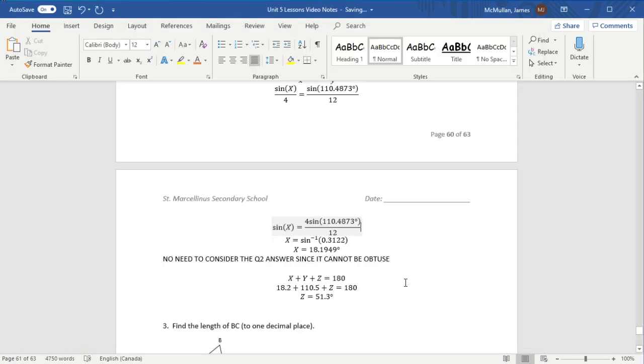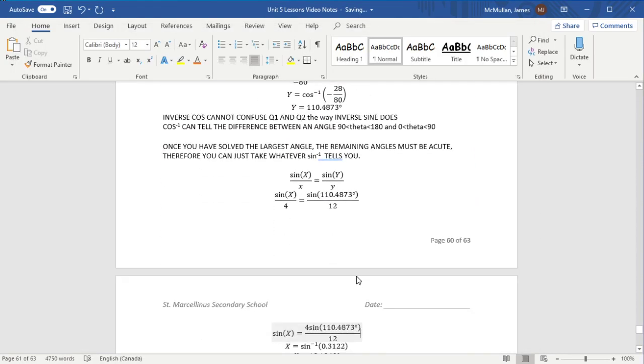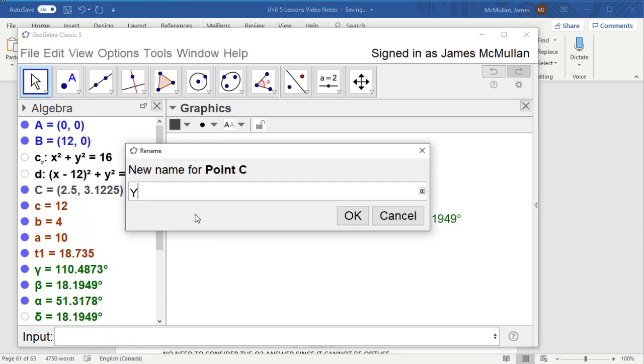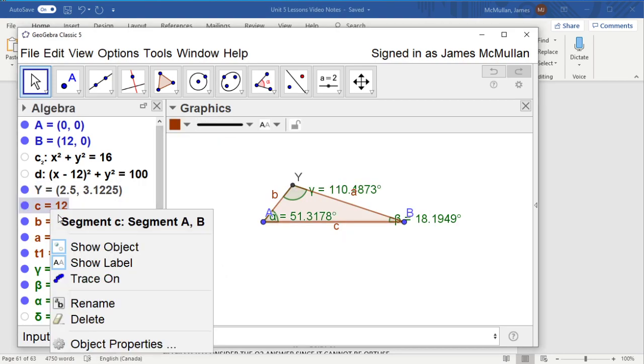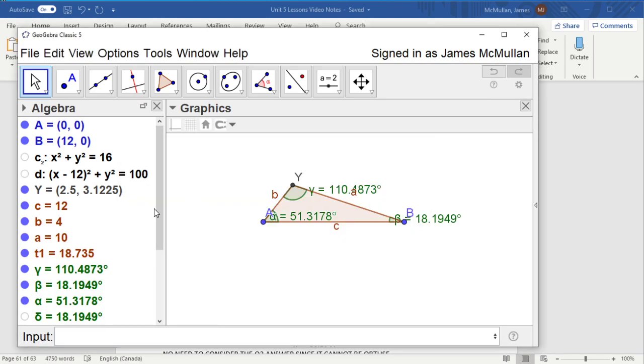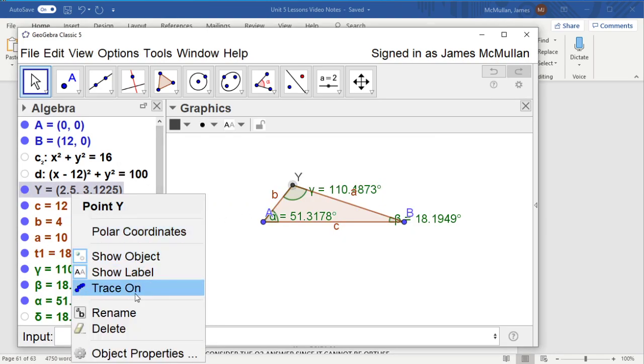I guess I should rename the points. So y was across from the 12, so I'm going to rename point C to y. I'm going to rename side C. Yeah, you can't rename something to y in GeoGebra. Okay, well, whatever. I'll call it YY then.